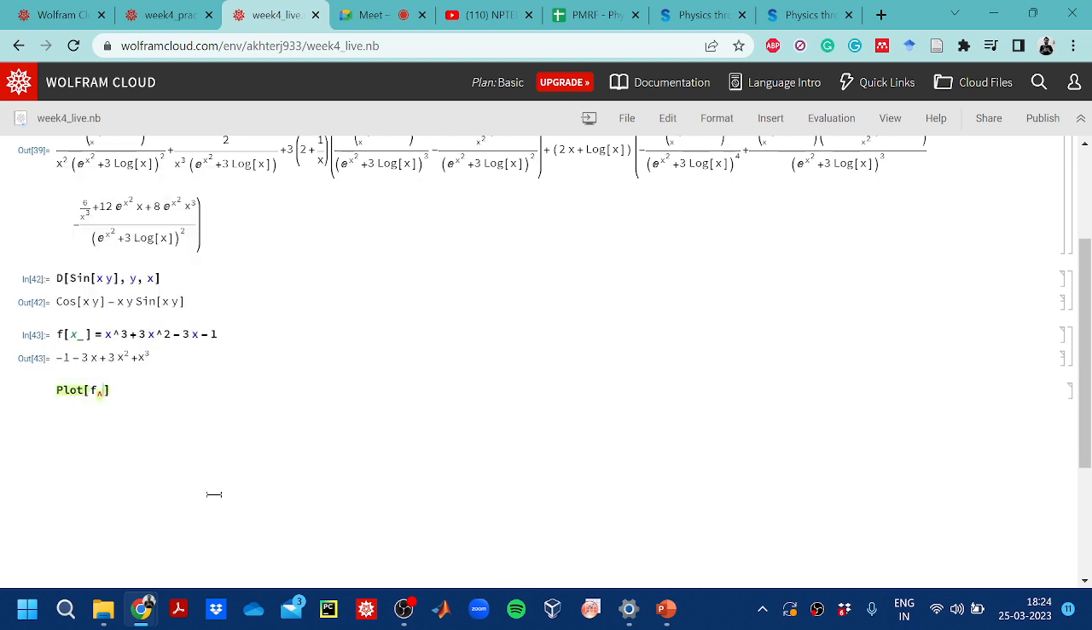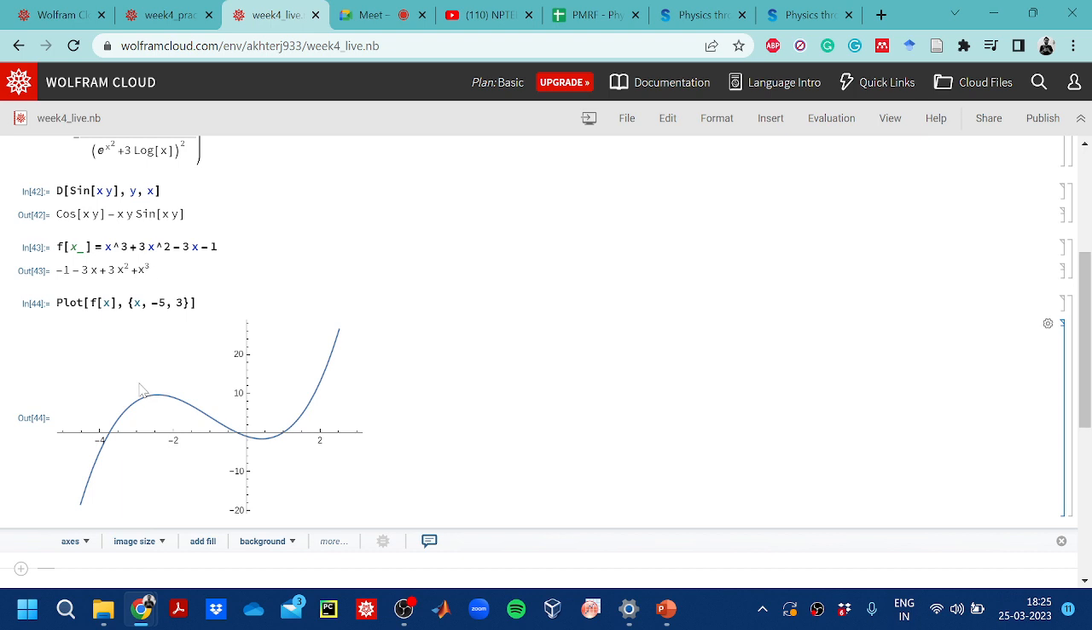So plot the function with respect to x, say from minus 5 to, let us see. Yeah, so this is how the function looks. We can clearly see that around this point the function has a minimum value, so this is a local minima. In this region this is a minima point. So how do we get the point?